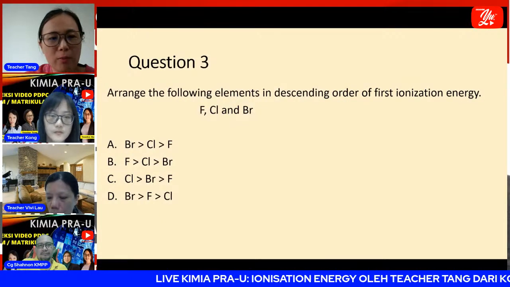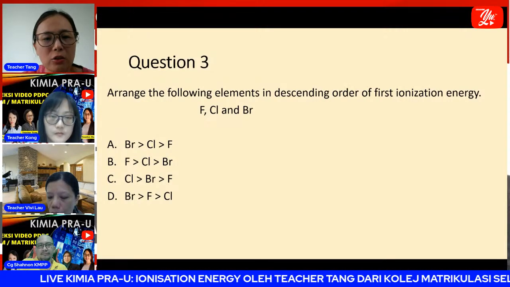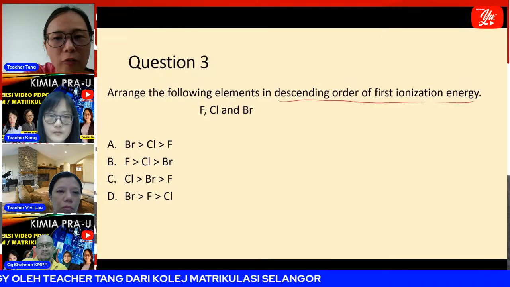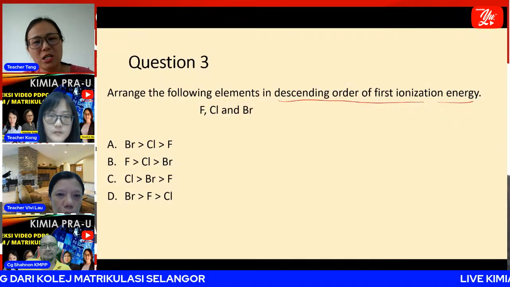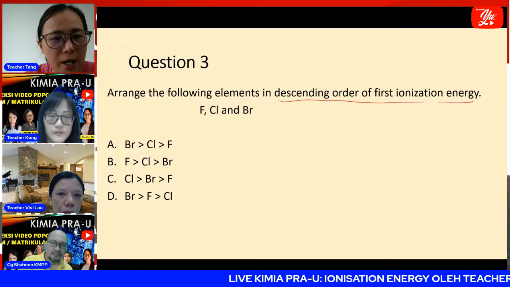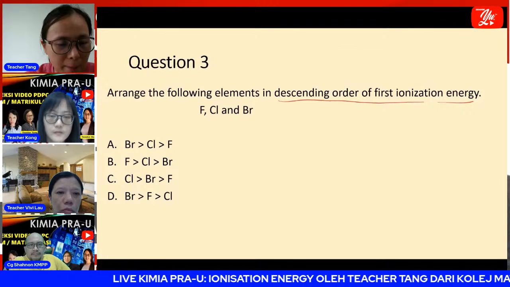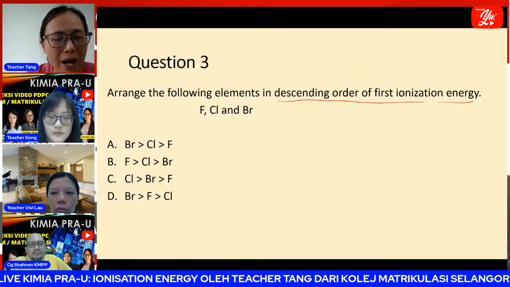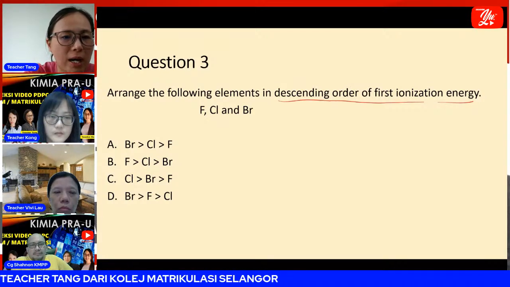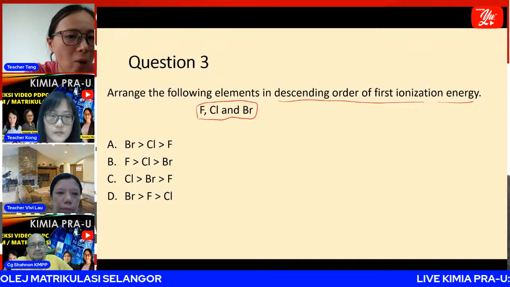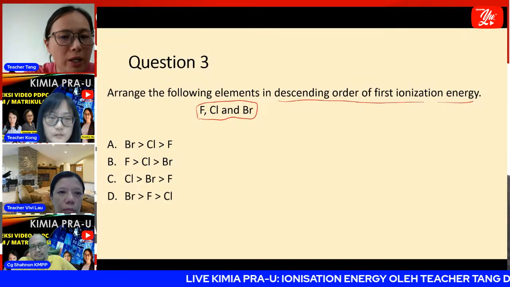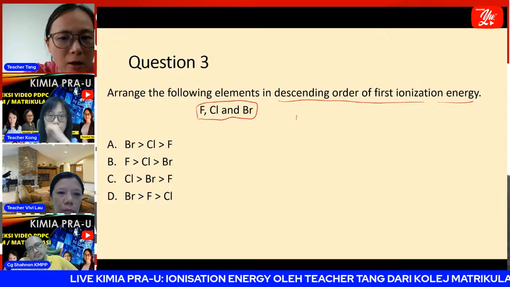Okay, good. So now we move on to look at question number 3. We want to arrange the following elements in descending order of first ionization energy. That means from the largest until the smallest. Okay, so again, by looking at the elements, we need to ask ourselves whether they are in the same period or same group. Like this one, they are group 17 elements, they are all halogens, so definitely it is going down the group.